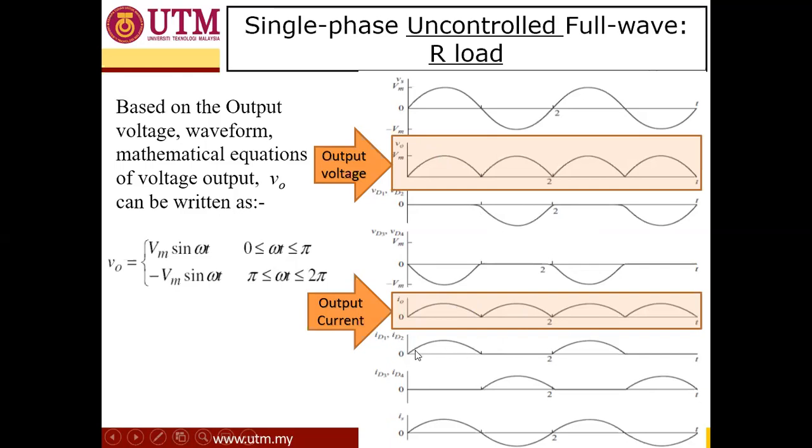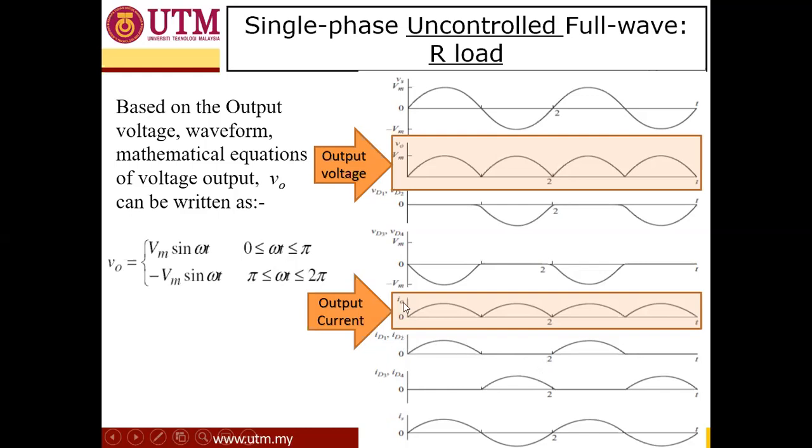So of course, when diode D1 and D2 are on, there will be a current flowing, while when they are off, the current is zero. So vice versa with D3 and D4. During the positive cycle, D3 and D4 are off, while during the negative cycle, D3 and D4 are on.